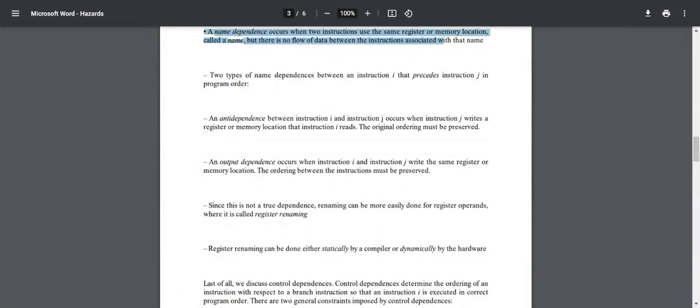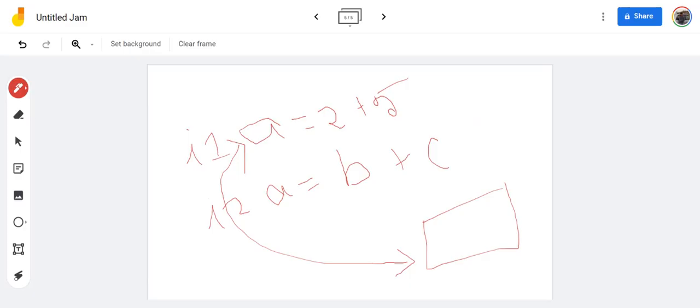Now, name dependencies have also been clustered in two types. One is anti-dependency. Now, an anti-dependency between instruction I and instruction J occurs when instruction J writes a register or memory location that instruction I reads. Now, how does it actually look like?